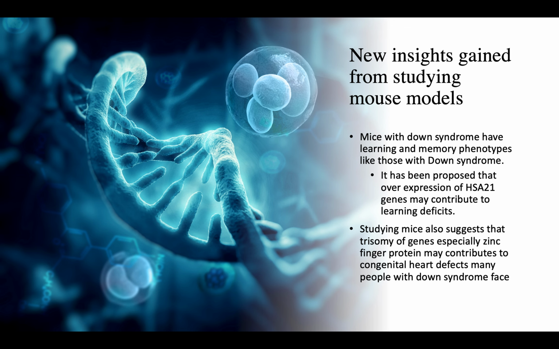Okay, so new insights. To learn more about how Down syndrome affects the pathogenesis of disease, researchers have been using mice to get a better understanding of Down syndrome. Recent studies show that mice with Down syndrome have learning and memory phenotypes like kids with Down syndrome, and it has been proposed that overexpression of the HSA21 genes may contribute to learning deficits. Studies in mice also suggest that trisomy of genes, especially zinc finger protein, may contribute to congenital heart defects many people with Down syndrome face.